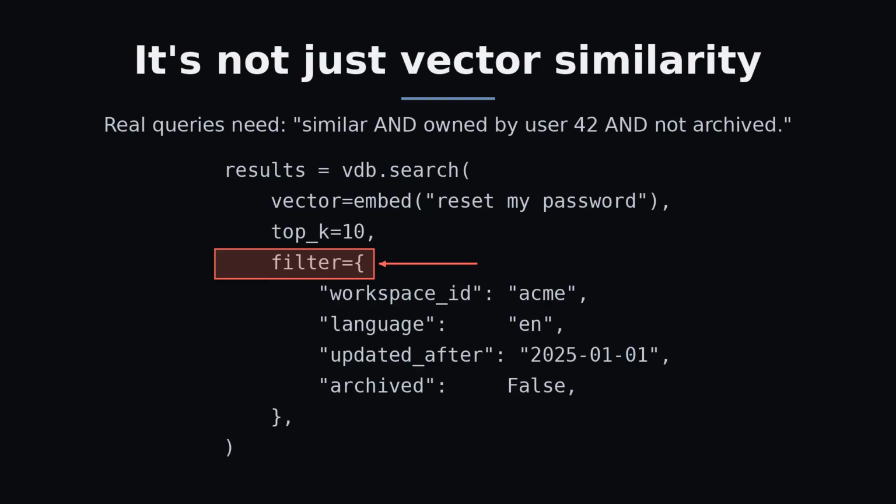In a real product, you almost never want pure vector similarity. You want similar documents that also belong to this customer's workspace, that are in English, that haven't been archived, that were updated this year.